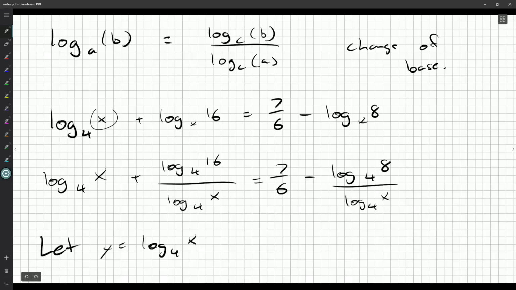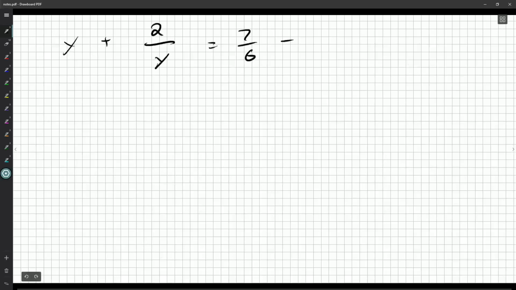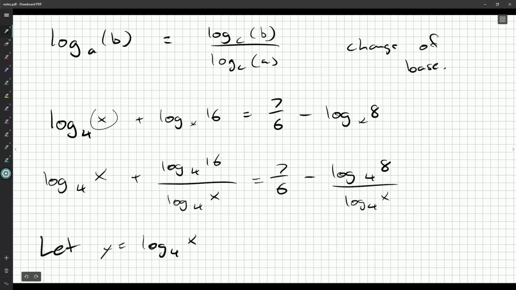Then, what have we got? Well, we've got y plus, well, 4 to the what is equal to 16? 2. So we get 2 over y, and suddenly this doesn't look so scary anymore. 4 to the what is 8? Well, 4 cubed is 64, square root of that is 8, so 3 halves over y. Yeah, that should do it.